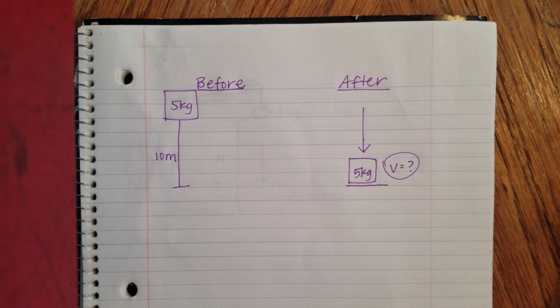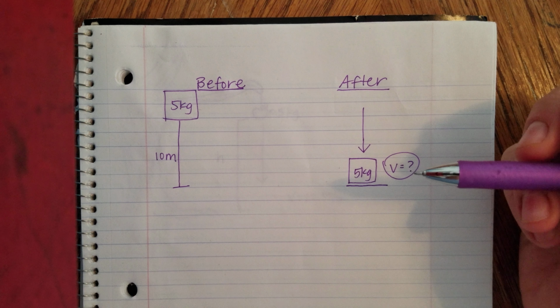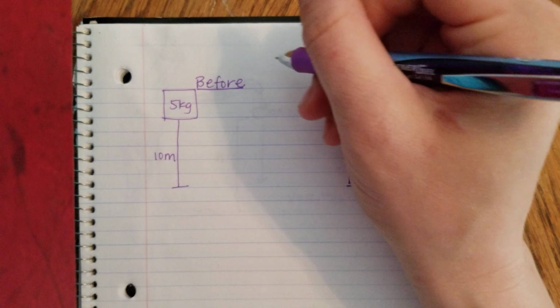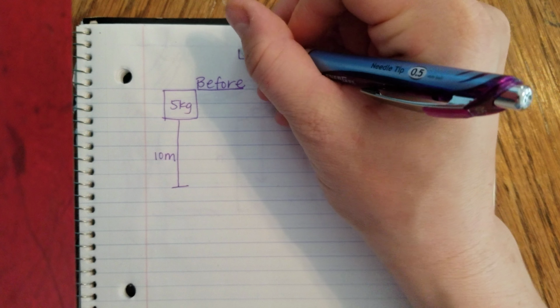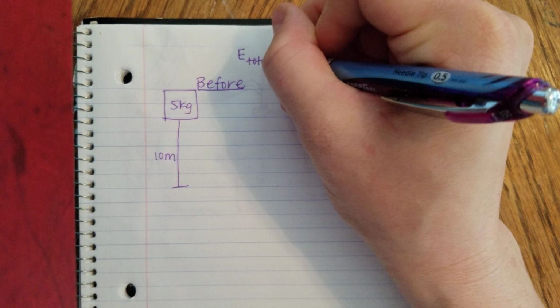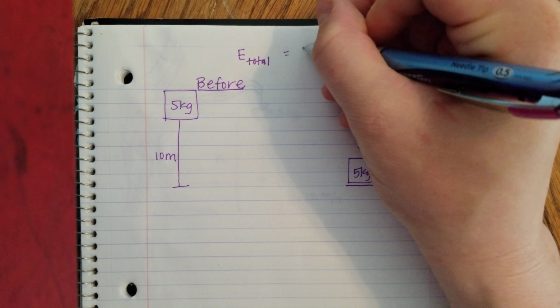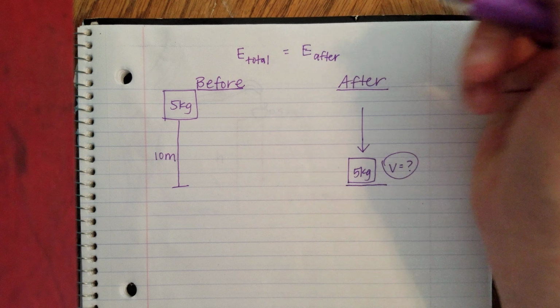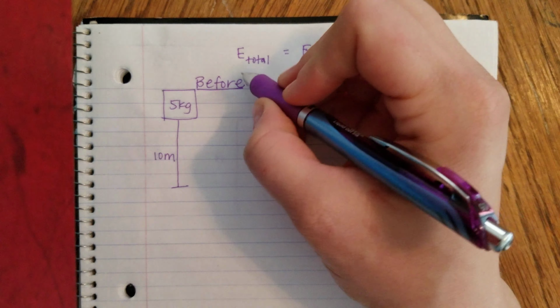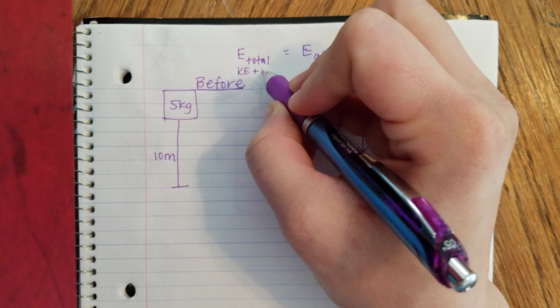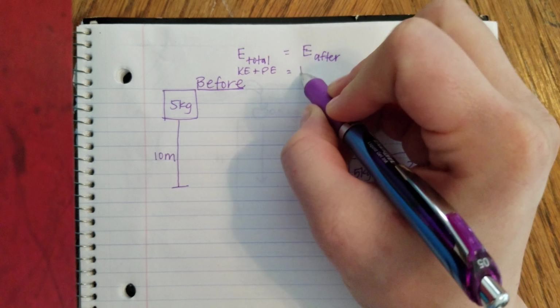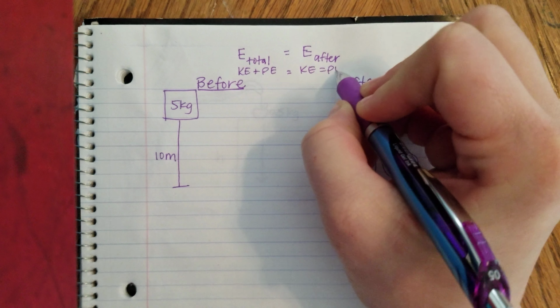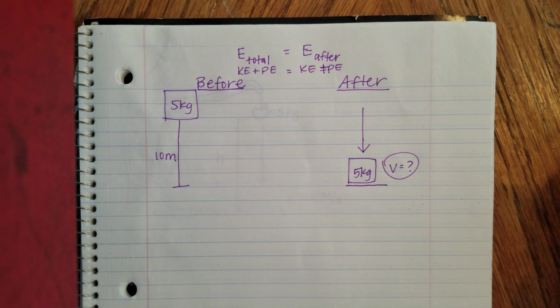Okay, we have to start by looking at before. So we know that in these scenarios, energy is always conserved. That means that the total energy before is equal to the total energy after. Okay, and the two types of energy that we are looking at are kinetic energy and potential energy. So we need to ask ourselves in these problems, what kind of energy do we have?